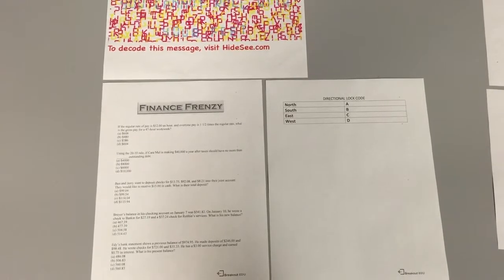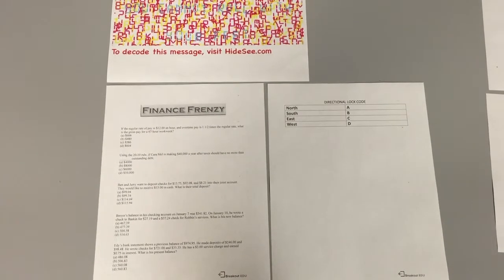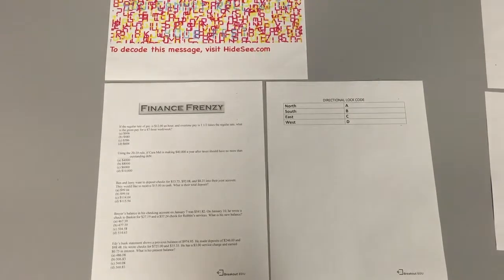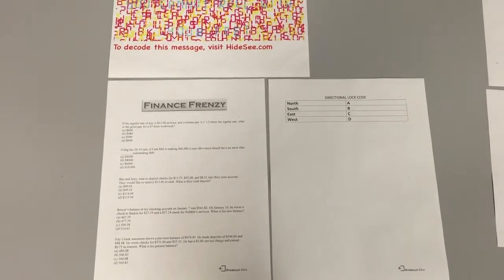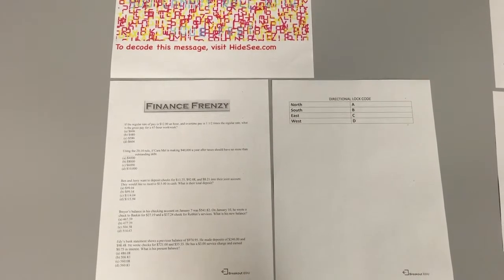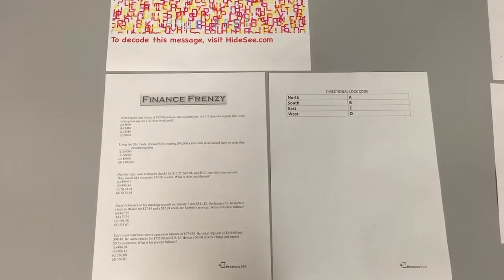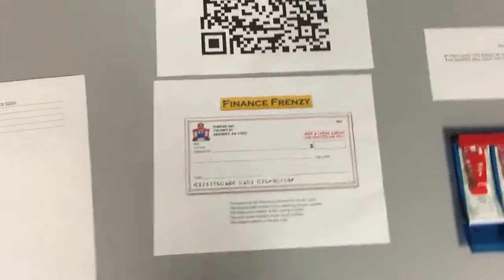Once they answer the questions in the quiz, they will use the following directional lock code on this piece of paper to tell them which direction goes with each answer they had for the quiz. You could hide this with the quiz, or you could put it somewhere else in the room that they need to piece together. The next puzzle is for the 4-digit lock.